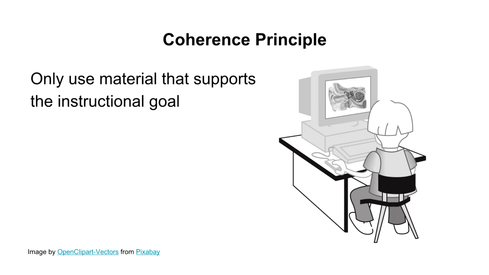The coherence principle states that lessons should only have content that needs to be there. It's tempting to put in long explanations, flashy animations, or dramatic music. According to the coherence principle, lessons should be free of extra words, extra stories, extra graphics, and audio, like music and sound effects. Learners learn better when they aren't distracted or overloaded.